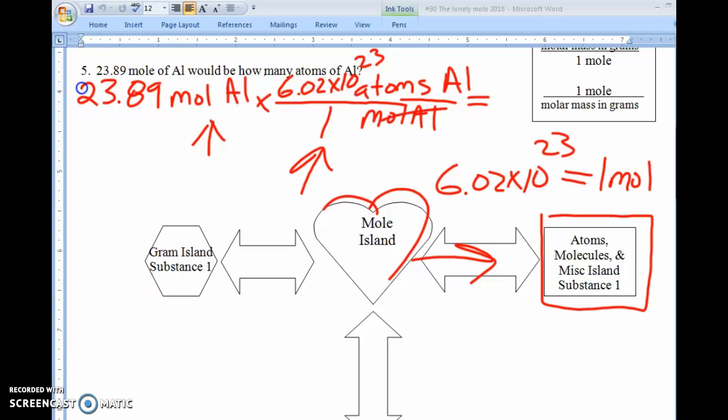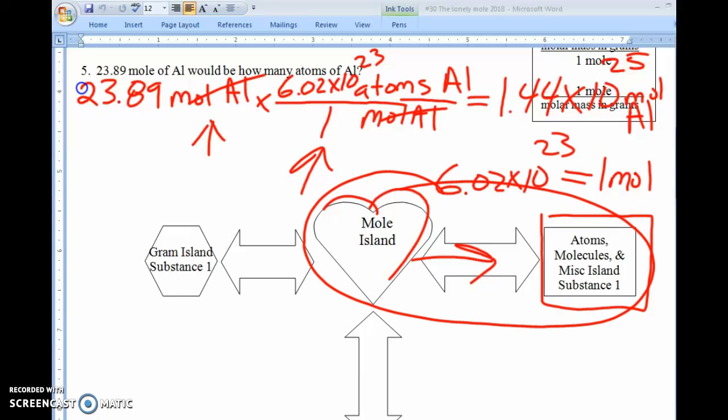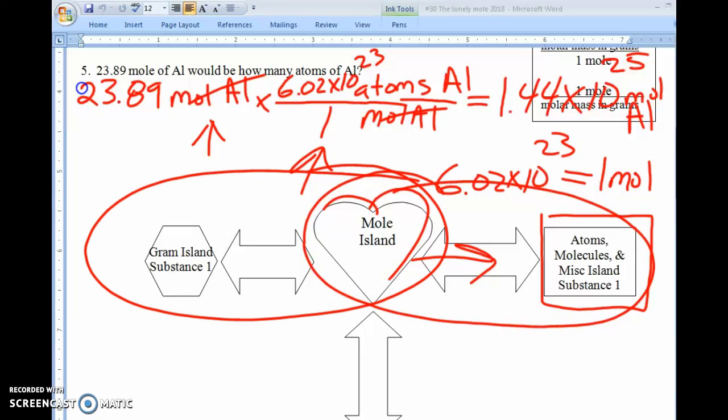Moles of aluminum cancel out, moles of aluminum cancel out, and our answer would be 1.44 times 10 to the 25th atoms of aluminum. All the problems that come after this go here or they go here. They're very simple problems, 1-step problems, maybe a couple 2-step problems.